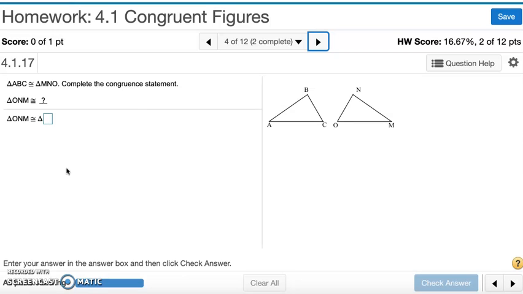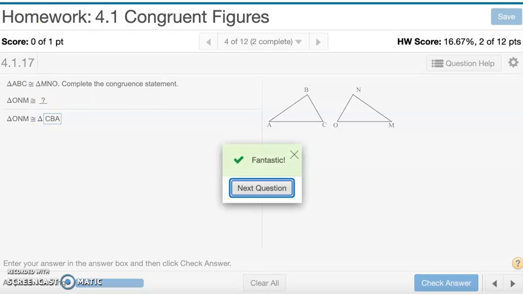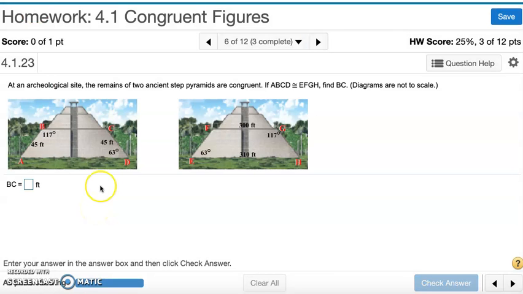Number 4, triangle ABC is congruent to triangle MNO. So rewriting that and saying it in a different order, we have O, N, and M. So O, N, and M will be congruent to C, B, and A. Go in the same order. That's number 4.